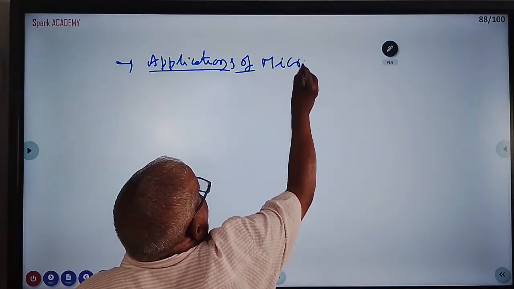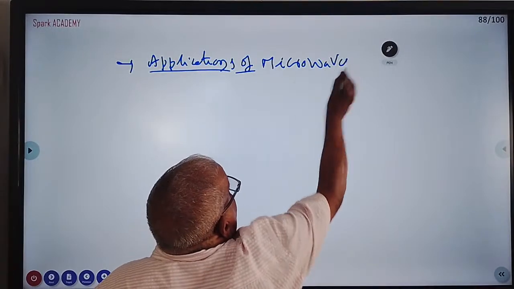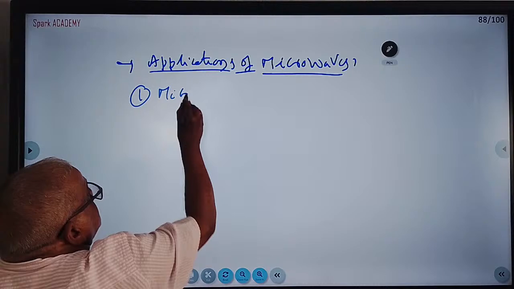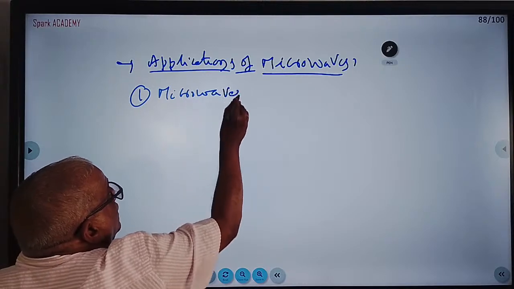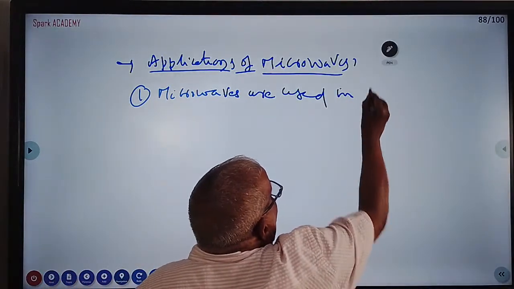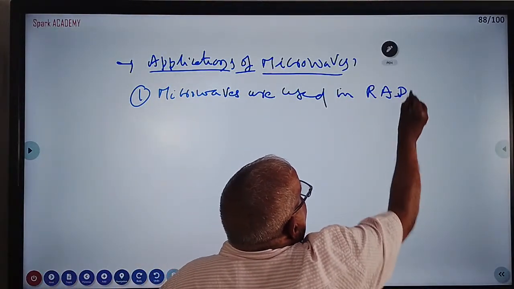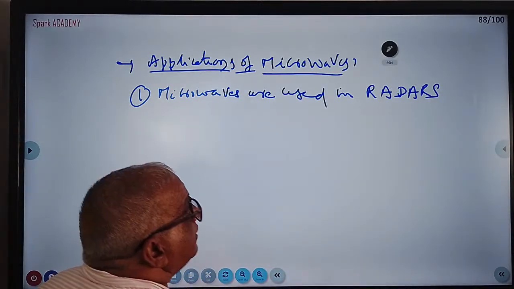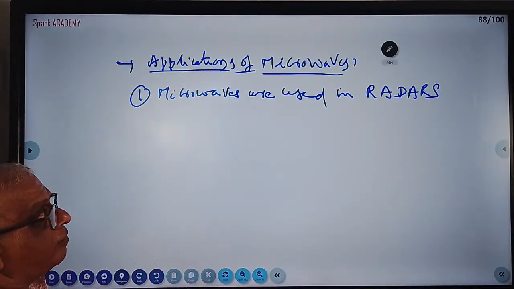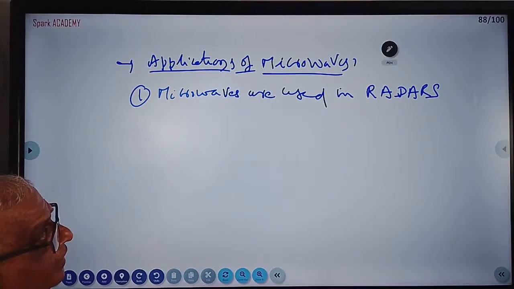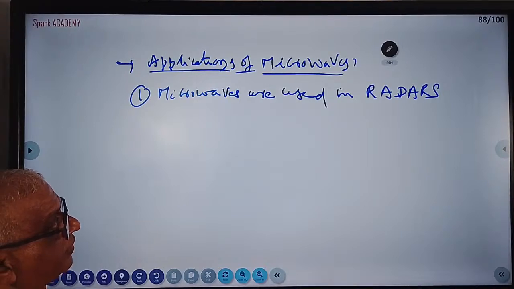In the electromagnetic spectrum, microwaves are used in radars. Space vehicles also you can use. What is radar? Full form: radio detection and ranging services.